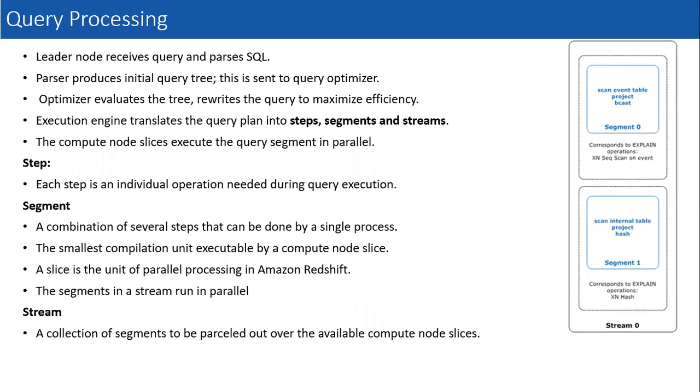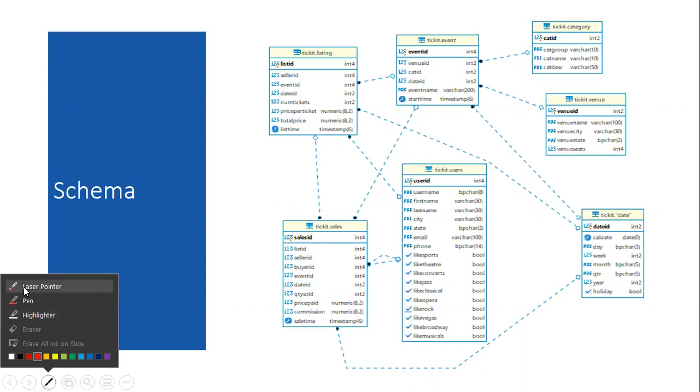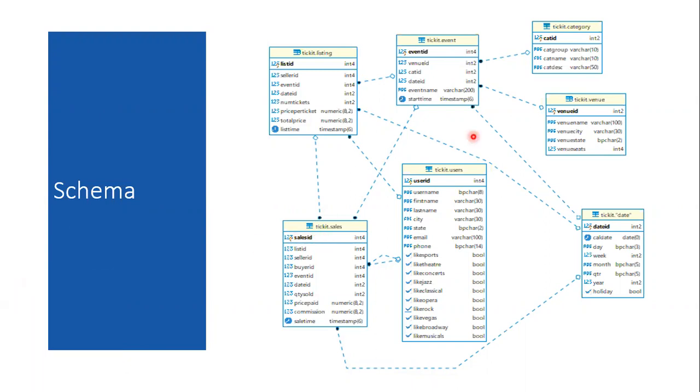Maybe we can quickly see how to read an explain plan in Redshift. Before going there, we are using a sample schema taken from the Redshift demo. This is what the schema looks like. We have a fact table, sales, and the remaining are dimension tables. This is how these are interrelated. Maybe we can come back to the schema if we have any query. For now, we will take a look at our sales table and an event table. We have an event ID here, and an event ID here as well.